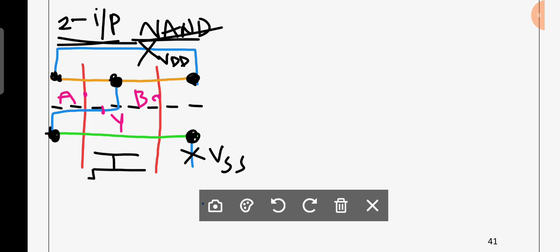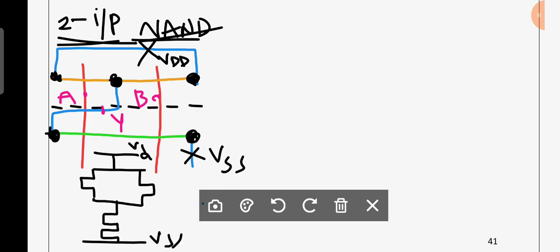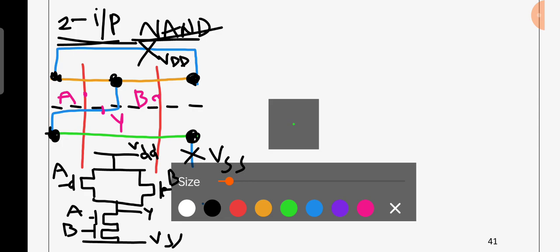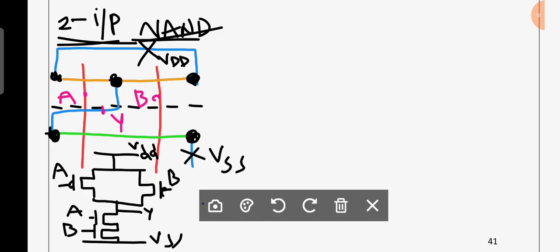This is VSS, this is VDD, and it is A, it is B, it is A, it is B, it is Y. Now you can observe source should be tied, drain should be tied. Okay, I will use different colors for your representation of this one. Yeah, I will use green color. Source, drain, this is drain. Now it becomes source, it becomes drain.